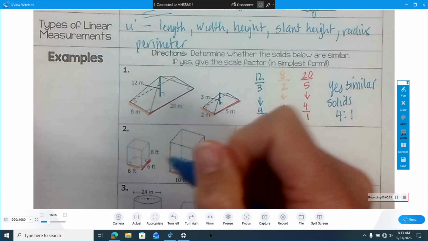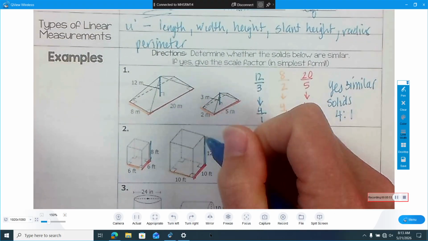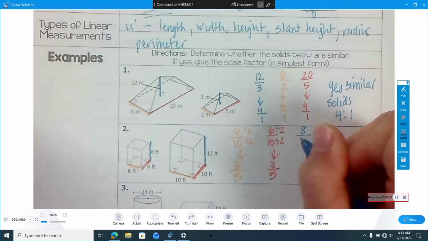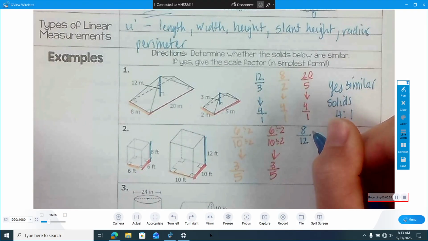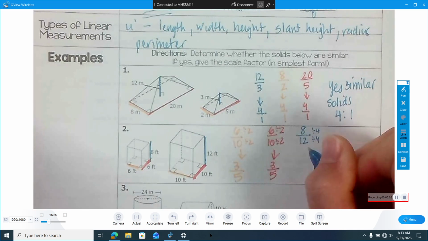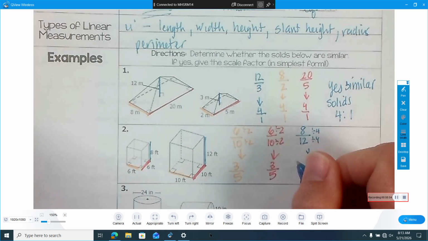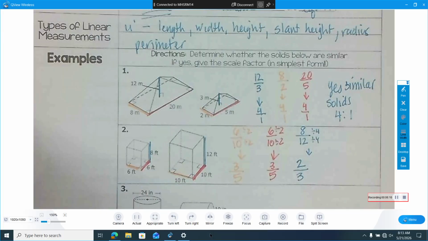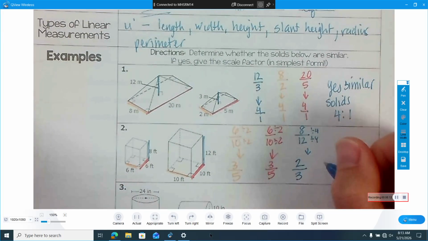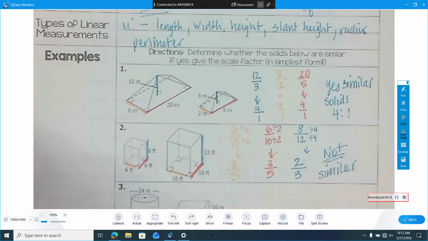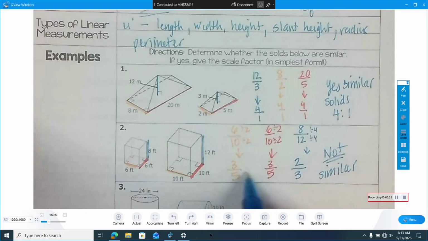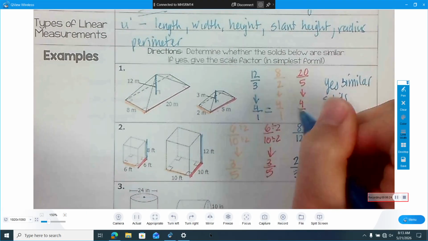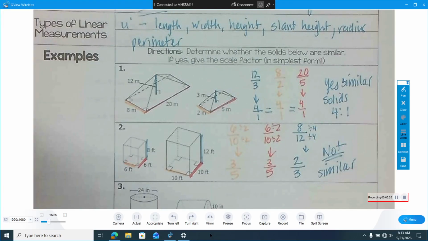I'm silly. Then we have our height of 8, which lines up with our height of 12. On those we can divide by 4, top and bottom. 8 divided by 4 is 2, and 12 divided by 4 is 3. Do they match? No. Are they similar solids? No, not similar. They are not similar solids because these are not equal. On number 1, everything was equal. On number 2, they were not the same ratios.